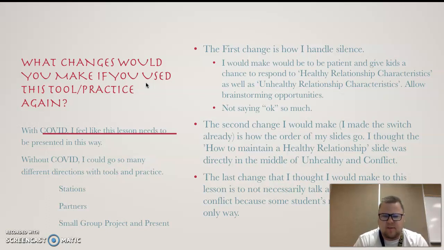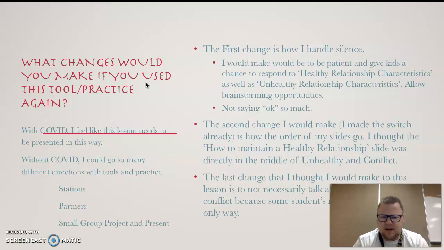Otherwise, a change I'd make for myself is how I handle silence. I realized after watching myself speak that I would be more patient with my kids when I ask, hey, what are some other healthy relationship characteristics? Well, here we go. What are some unhealthy ones? Well, here we go. And I need to sit there, wait, and be more patient. I noticed that I say okay a lot, which means I'm not a big fan of quiet. I try to listen and wait, and I say okay, and I move on. It's one of those things I need to get better at: being patient and listening, letting kids think and process for a second. That awkward silence is something I'm trying to get better at.